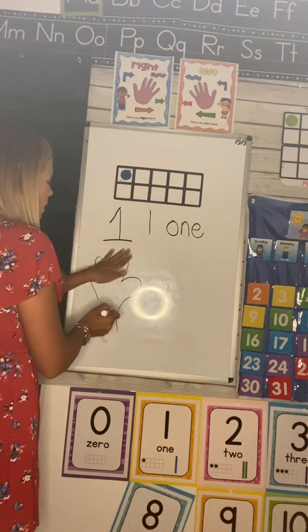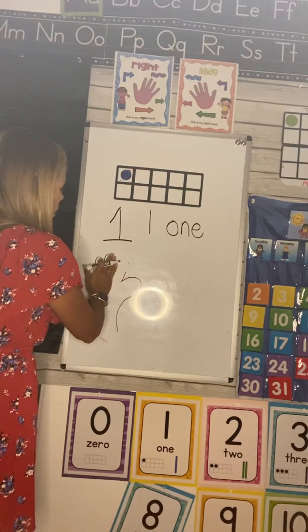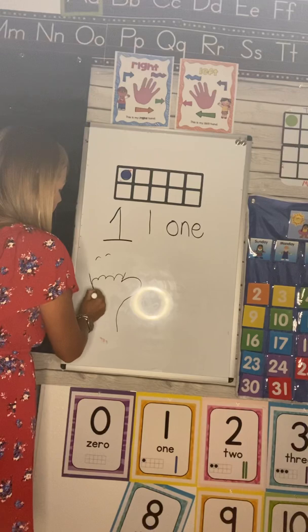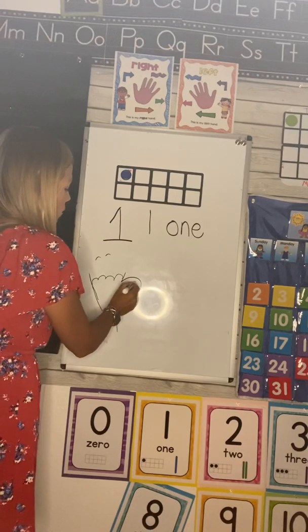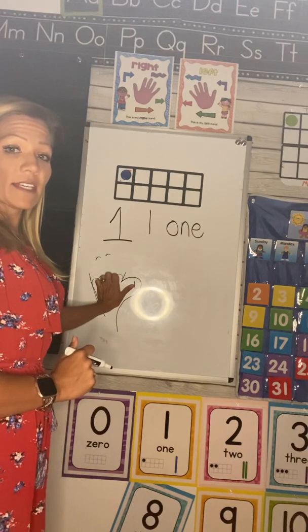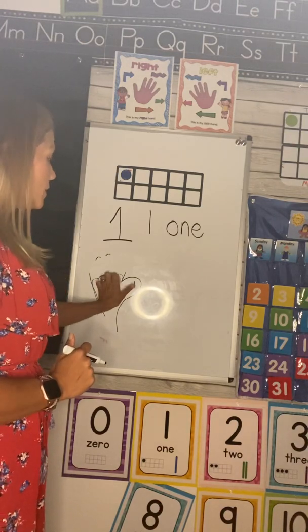So you could put down all 4 of those fingers and only have your 1 thumb out. It would look like this to count the number 1.